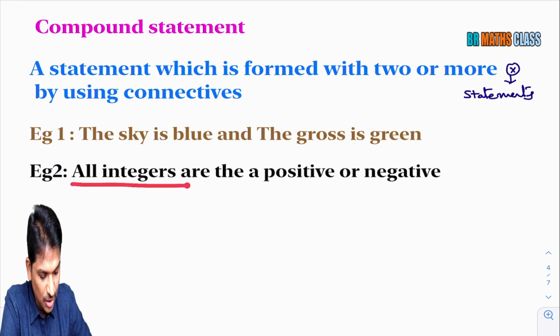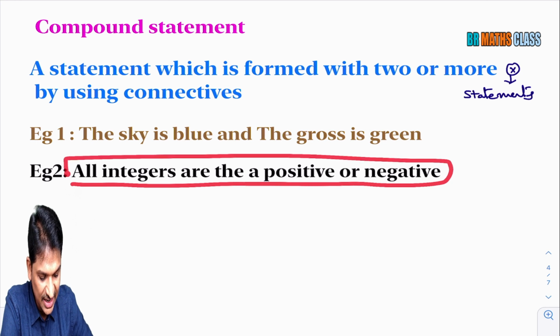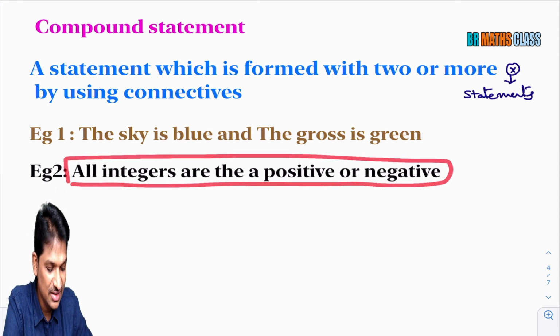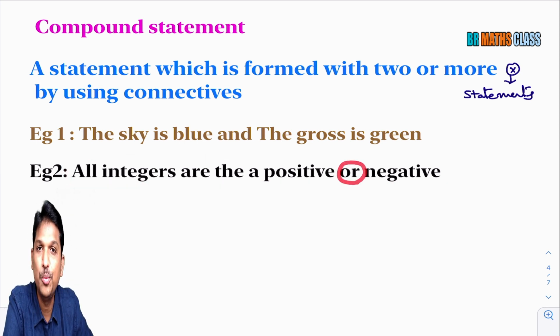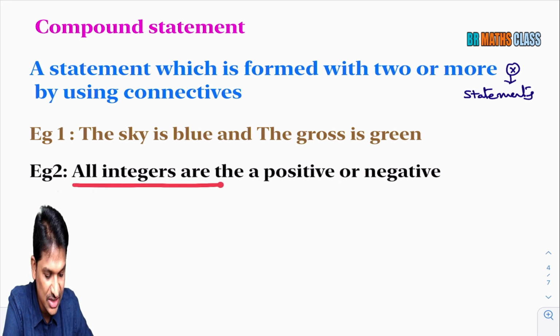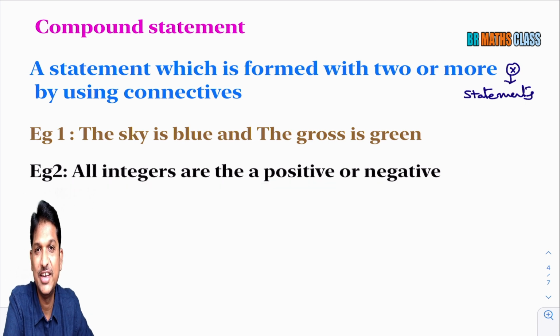So in this compound statement, what is the connecting word? Connecting word is or. What about component statements? All integers are positive. And the second component statement is all integers are negative. I hope you understand this.